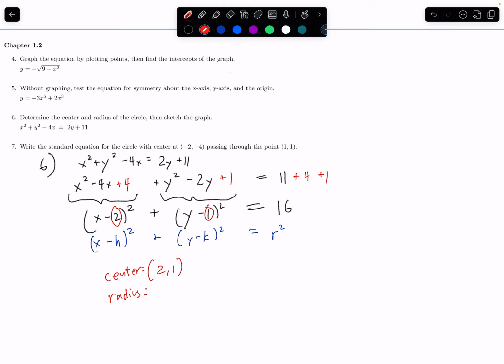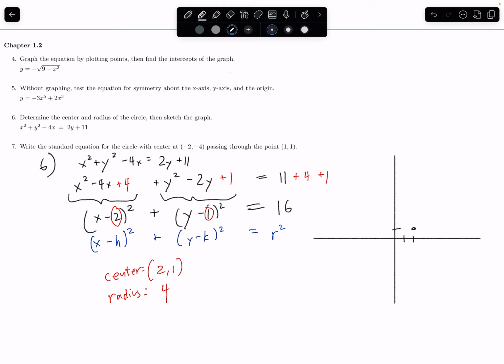And what about the radius? Well, that's what I said a moment ago, right? I got 16 is r squared, so the radius is going to be the square root of that, which is just 4. So center at (2, 1), and I got a radius of 4. So (2, 1) means 1, 2.